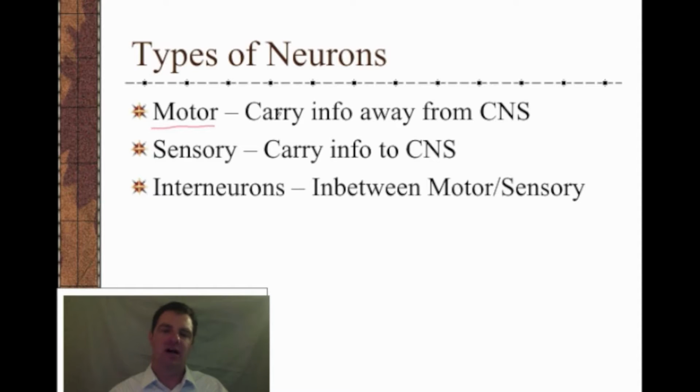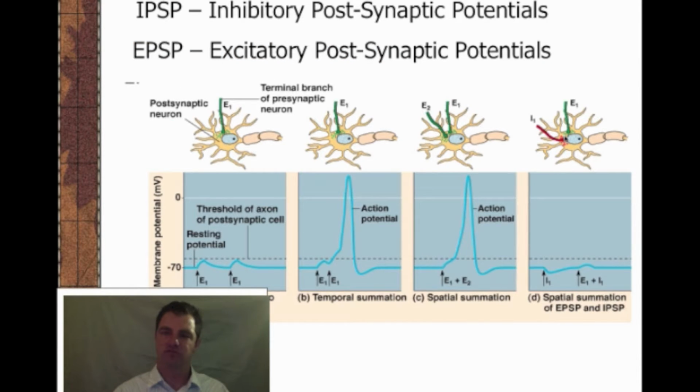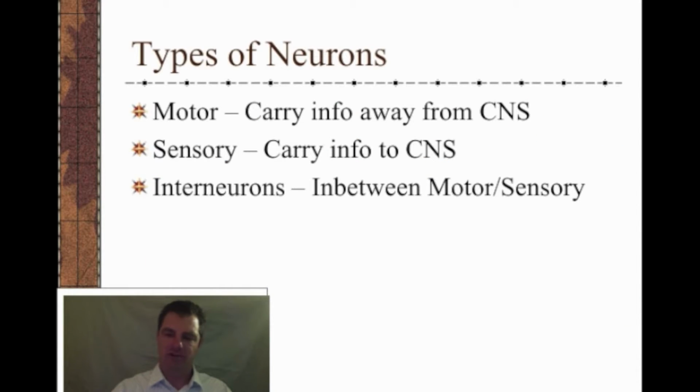Motor neurons are neurons that carry information away from the CNS. The CNS is the central nervous system, so the brain and the spinal cord. So the brain and the spinal cord, those are your CNS. If you send an action potential out to move your pencil, those are motor neurons going from your brain down your spinal cord to operate your arm.